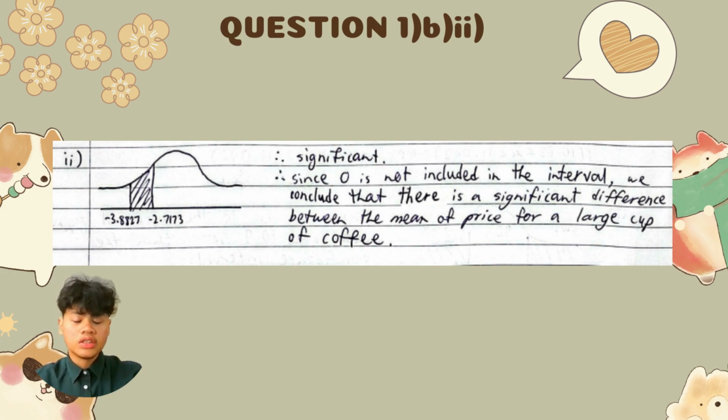We can conclude that it is significant. Since 0 is not included in the interval, we conclude that there is a significant difference between the mean price for a large cup of coffee.